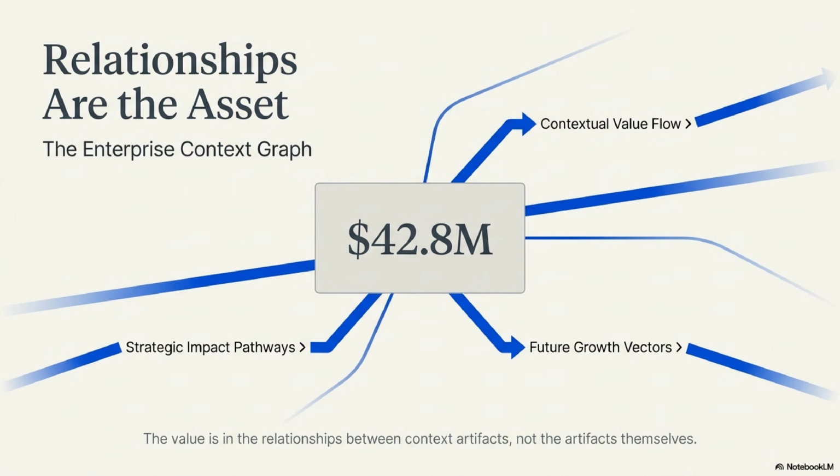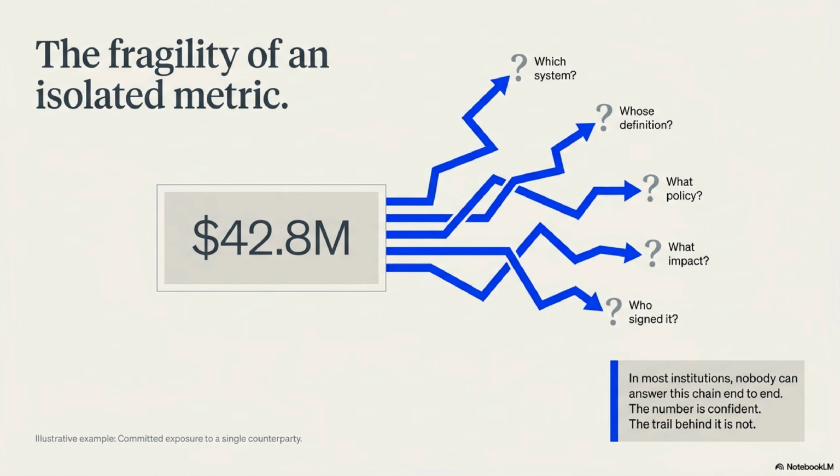One number sits on a board report: committed exposure to a single counterparty. It looks settled. It looks authoritative. Let's pull the thread on it. Where did this number come from? Which system is the source of record? Whose definition of committed exposure did it use, treasury's or finance's? Because those two are not always the same.